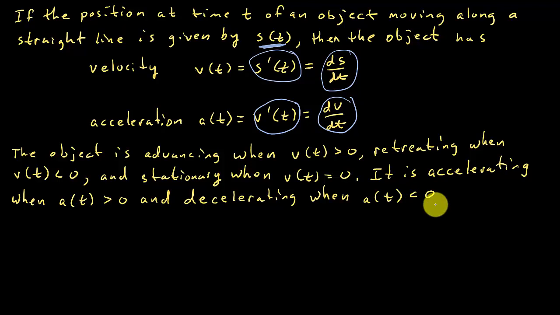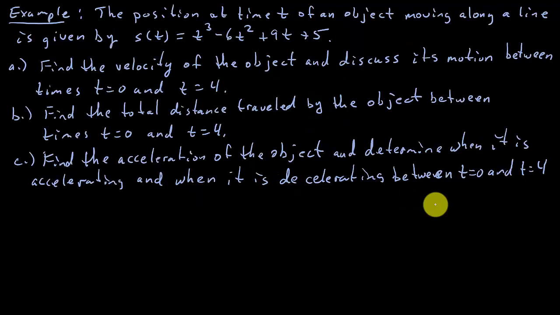All right. So let's take a look. I've got two examples to work. So let's take a look at the first one. It says the position at time t for an object moving along a line is given by s of t equals t cubed minus 6t squared plus 9t plus 5. All right. And then they want us to find the velocity of the object and discuss its motion between times t equals 0 and t equals 4.